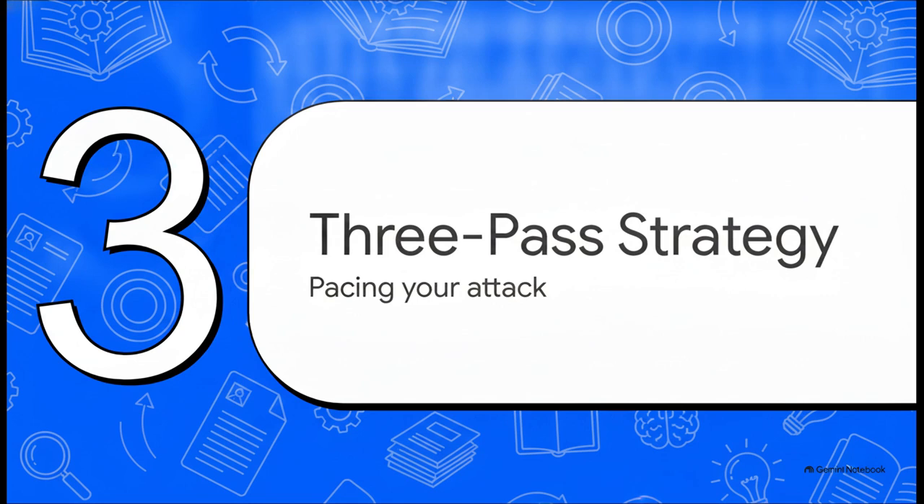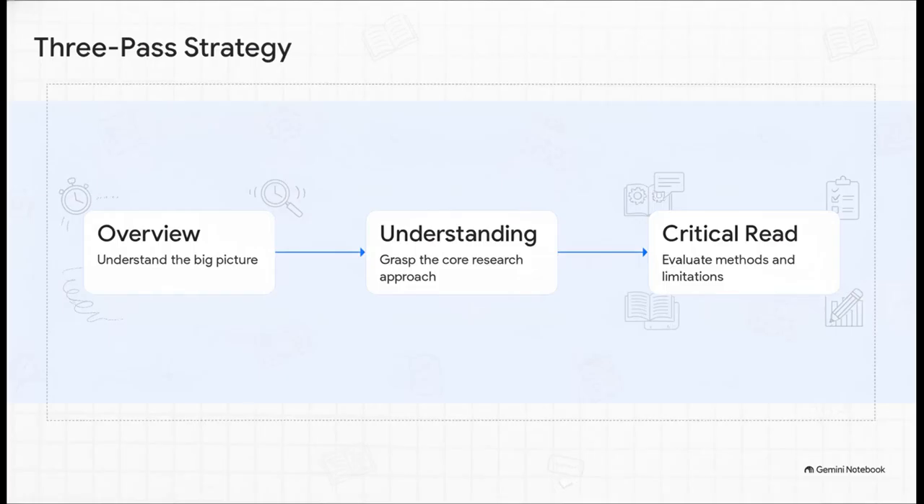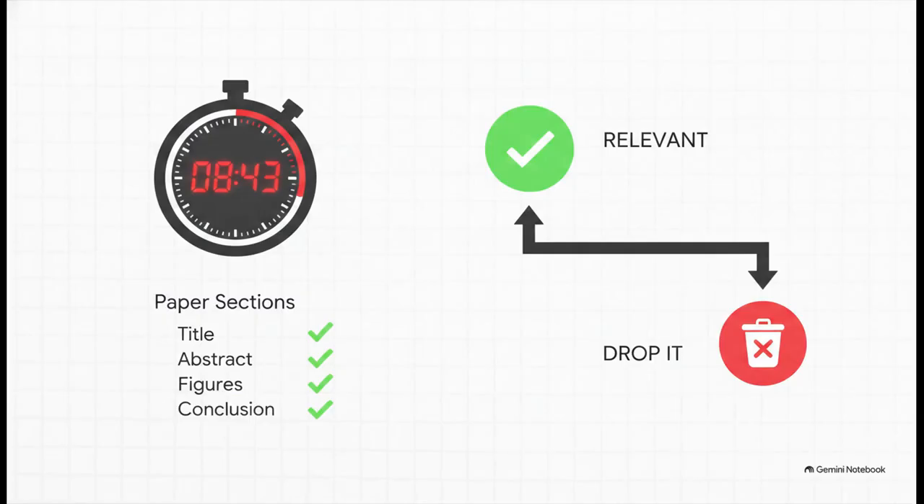Let's move into section 3, the 3-pass strategy, which builds a perfect framework for how you pace your attack on a dense PDF. This strategy is huge in research circles because it perfectly manages your time. It splits your reading into 3 distinct phases: overview, understanding, and critical reading. Pass 1 is the overview. This should literally only take you 5 to 10 minutes.